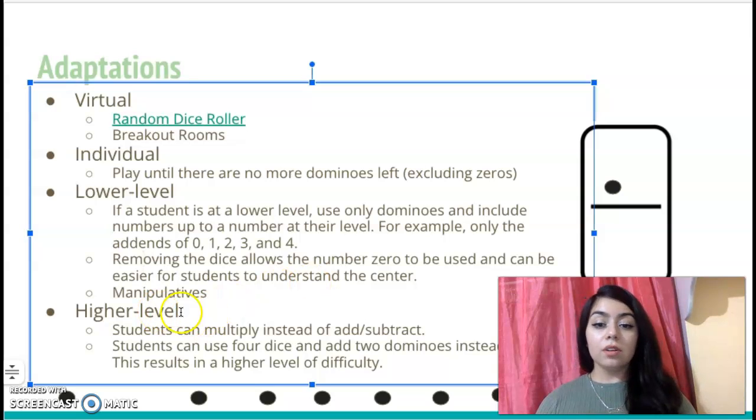For a higher level, if a student is at a higher level, we always want to push them to receive an even higher level and still learn. We don't want to say, okay, congrats, you're already at first grade.